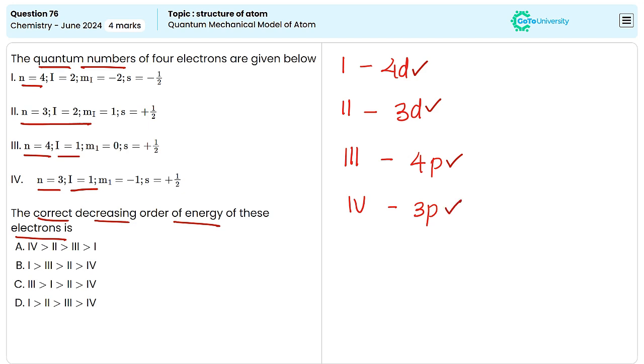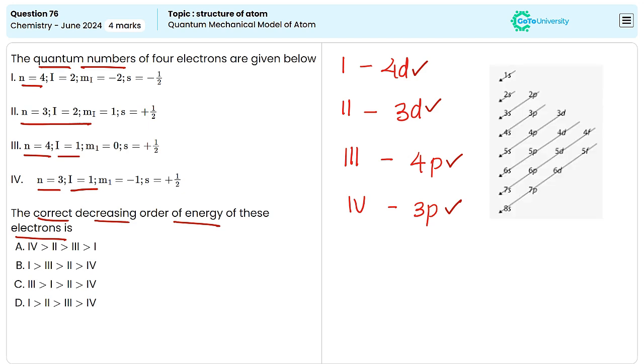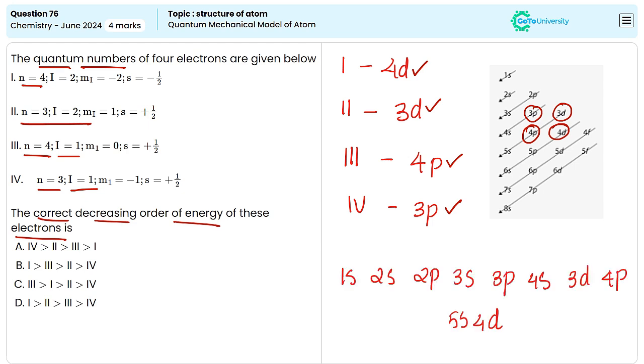Now, all these orbitals can be arranged in increasing order of energy by using the given diagram. From this diagram, it is clear that the energy of 3p orbital is less than that of the 3d orbital, and the next higher energy is for 4p orbital and highest energy is for 4d orbital, because we have the sequence 1s, 2s, 2p, 3s, 3p, 4s, 3d, 4p, 5s, 4d.